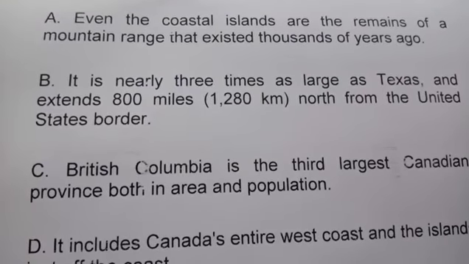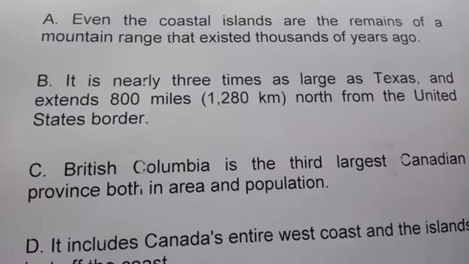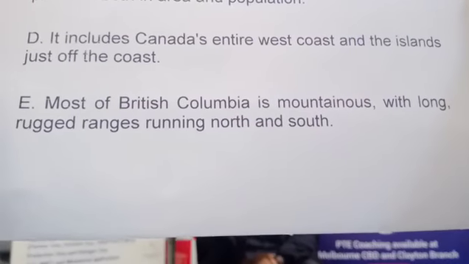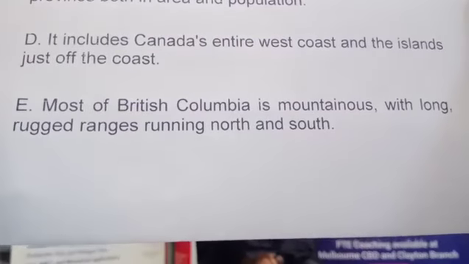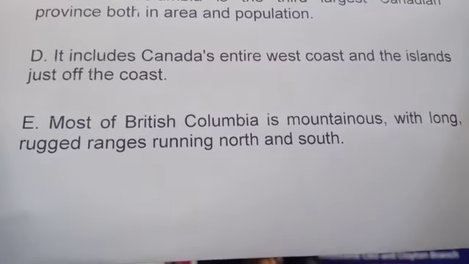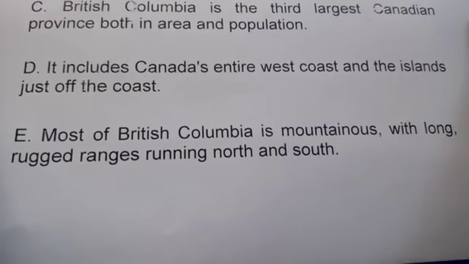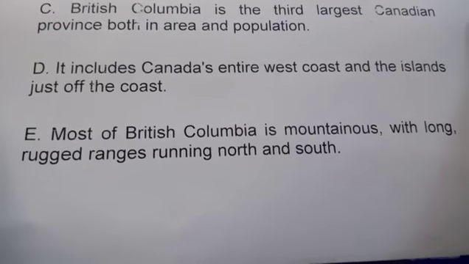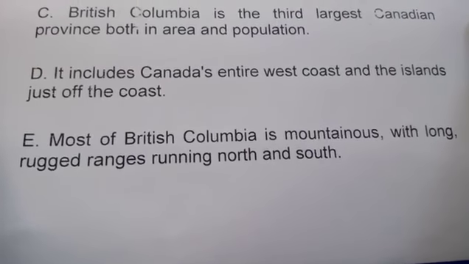After B, what do you have? Do you have E or do you have D? So the correct pair after B would be D. It includes Canada's entire west coast and the islands just off the coast. So what is this it? This it is still British Columbia.